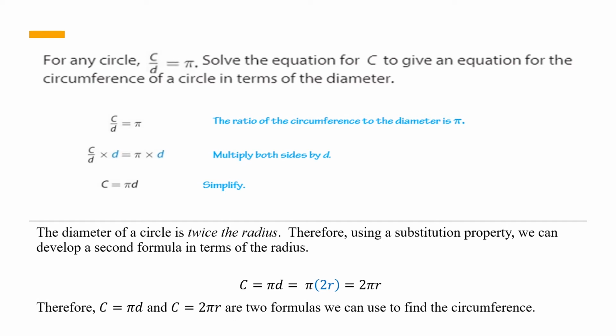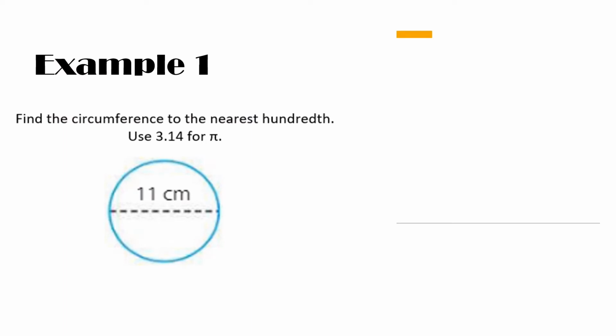Therefore, we end up with c equals pi times diameter, and c equals 2 pi r as our two formulas we can use to find the circumference, or the distance around a circle. All right, so let's apply these formulas in our first example.